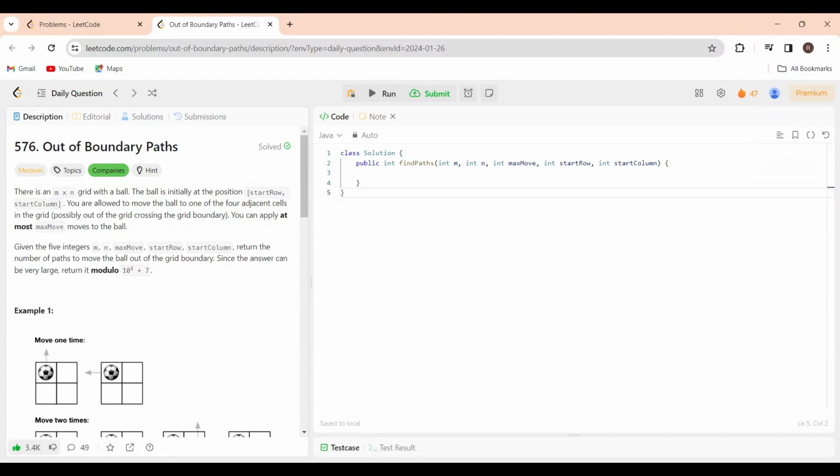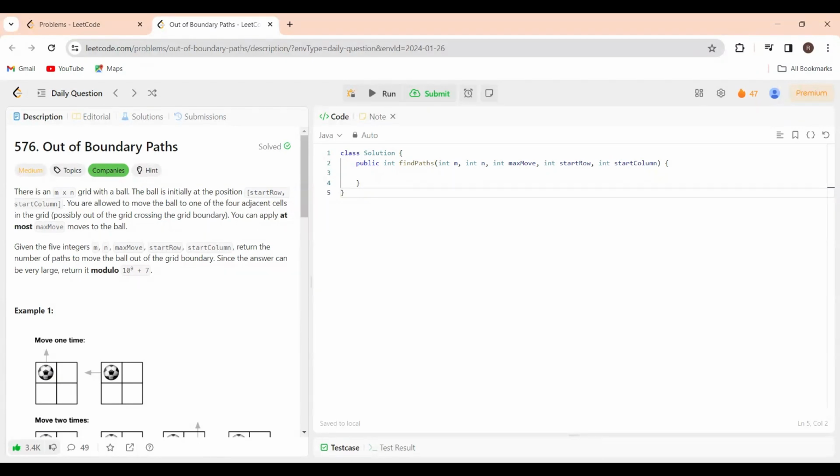There is an M into N grid with a ball. The ball is initially at the position start row and start column. You are allowed to move the ball to one of the four adjacent cells. One of the four adjacent cells means you can move the ball from the starting position to the up position or the down position or the left position or the right position. So from here you can move here, here, here, or up. So these are the four adjacent paths you can move the ball.